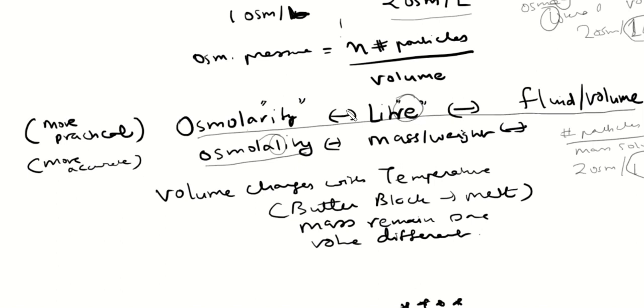Which one's the one we're going to use? Osmolarity, because it's more practical. That's what we're going to use moving forward. Which one is more accurate? Osmolality is more accurate. Why is that? Because when we change the temperature, the volume changes.